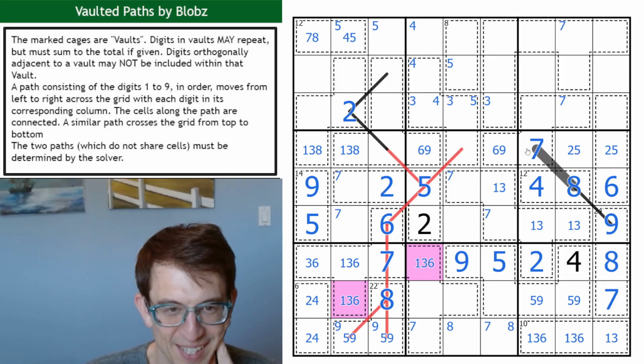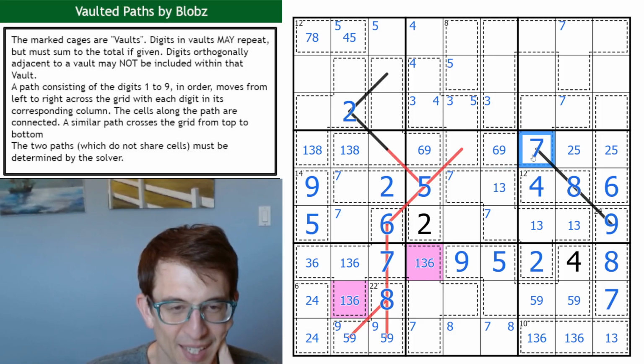Let's draw this path. Okay, I'm guessing that's 6. What happens if this is 6?